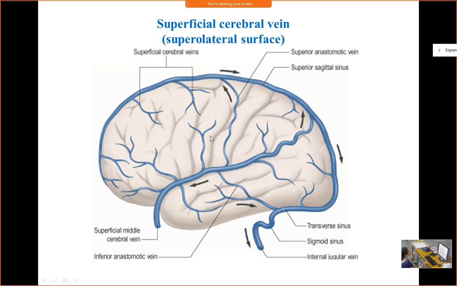One is from the anterior to posterior, another from posterior to anterior. And that will prevent the collapse of the veins, because these veins do not have any smooth muscles. So they are very soft. So to prevent the collapse in case of increased intracranial pressure, the flows are different. Okay. So they are draining here, and now you can see they are draining on the superior sagittal sinus. Okay, that is the superior cerebral vein.